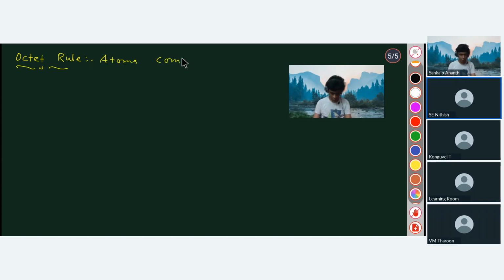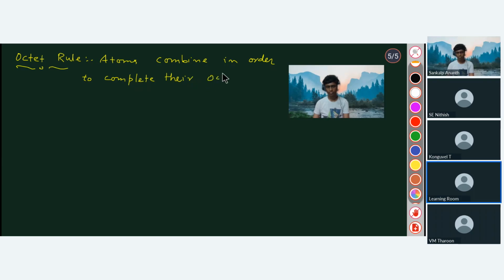If the valence electrons are 4, 5, 6, 7, they will gain; if 1, 2, 3, they will lose. Atoms combine in order to complete their octet, like that, right, sir?